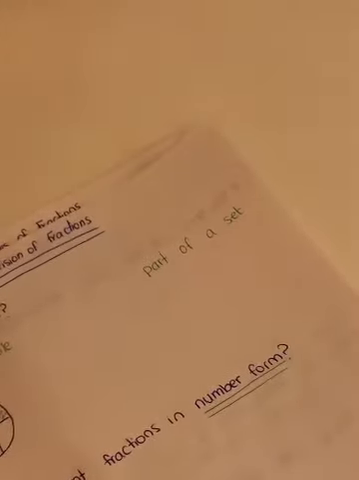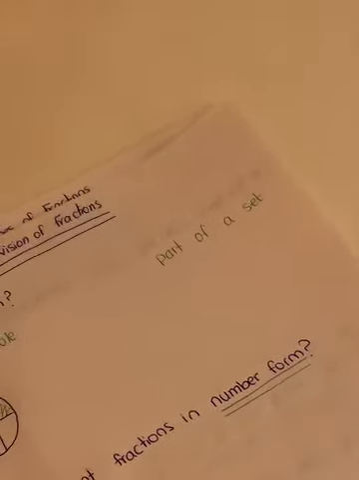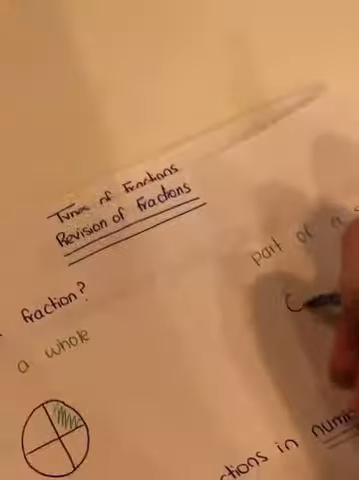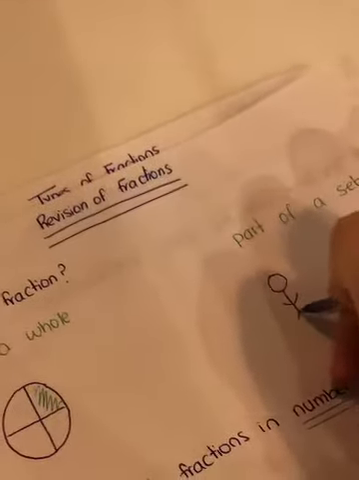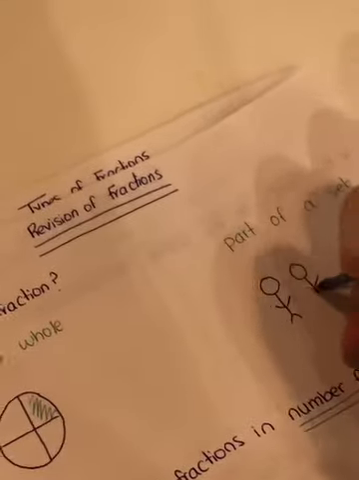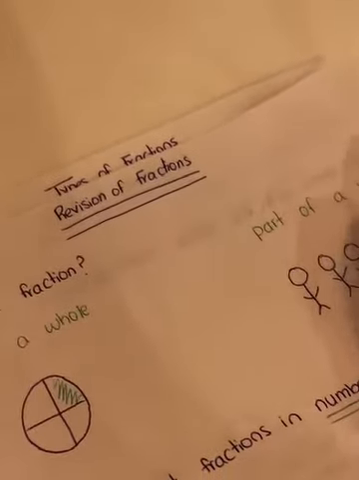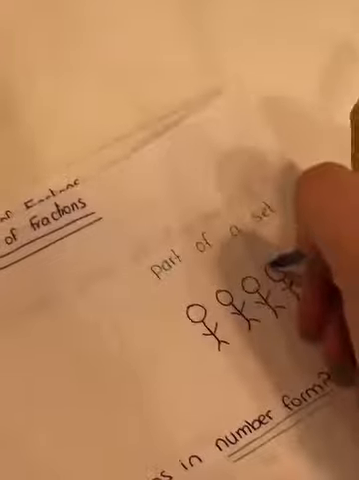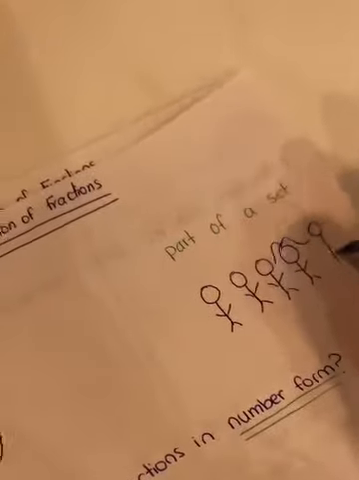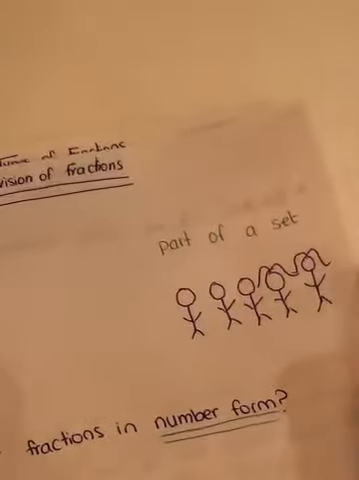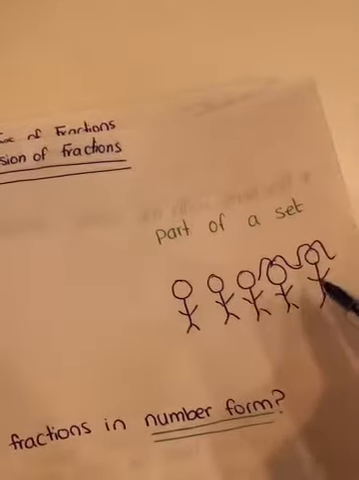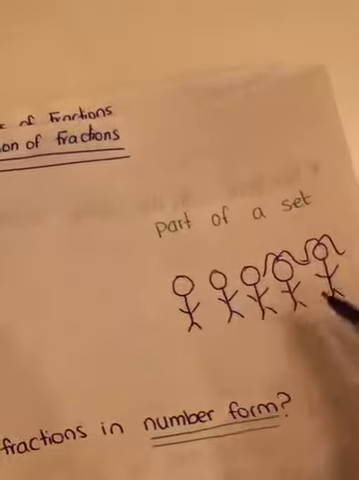How can a fraction also be part of a set? So, let's say I have 3 boys and 2 girls. The girls over here are part of the set, so they can also be represented as fractions.